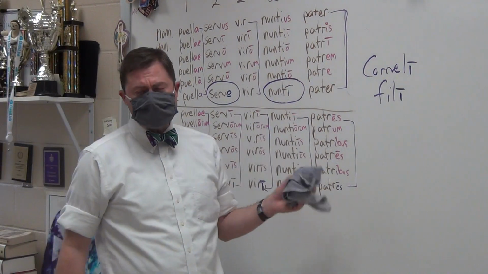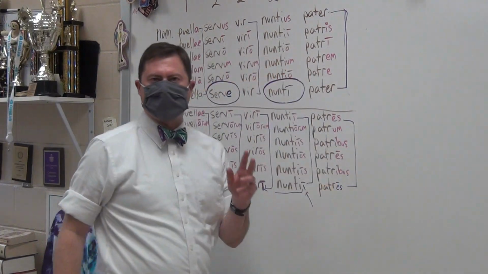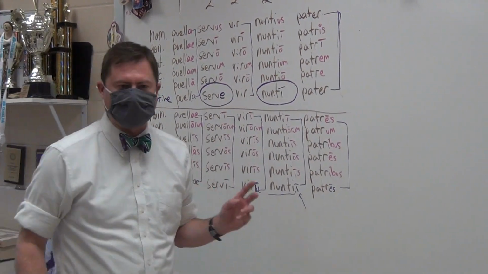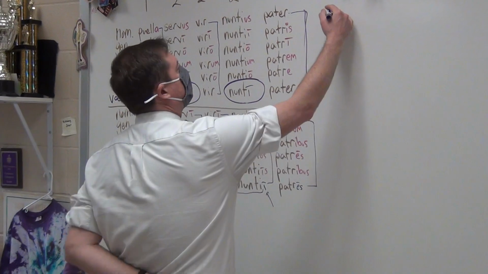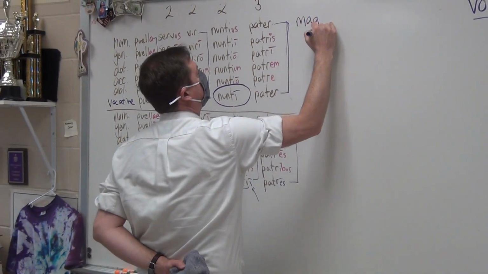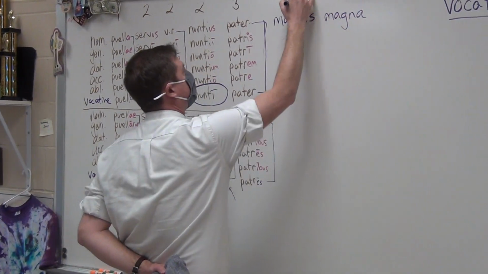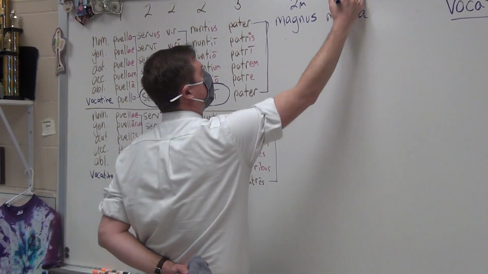Now, also, when it comes to the vocative, adjectives, first and second declension adjectives particularly, work in the exact same way. So if we were to take, let's say, the first and second declension adjective, magnus, magna, in which this is my second declension masculine and my first declension feminine.